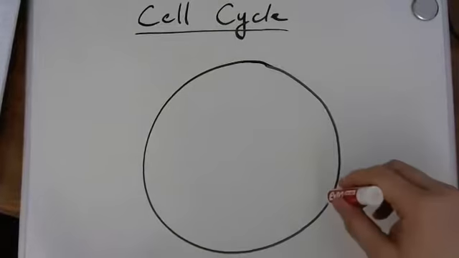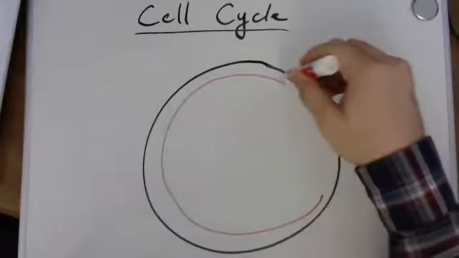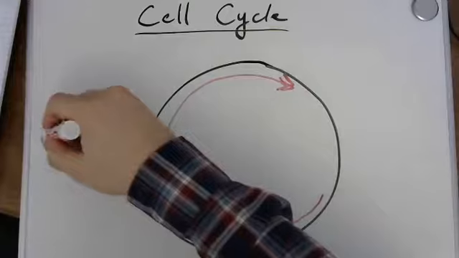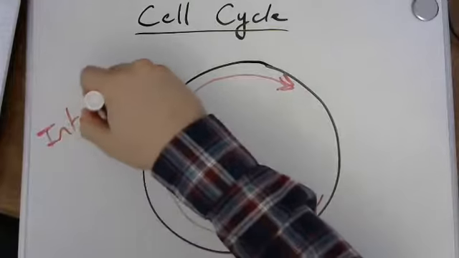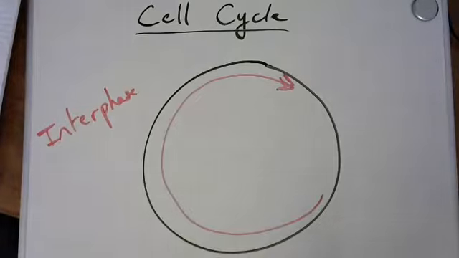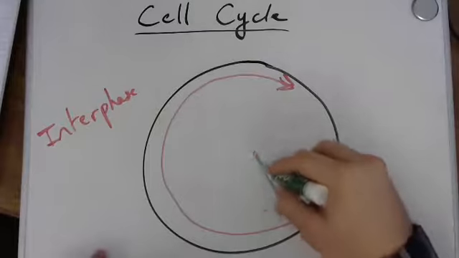So the interphase will take most of a cycle. The interphase is between two different phases. So interphase in this case is between two different mitoses. And so your interphase is then subdivided in three different sections. Four if you include G0, but we're just going to focus on the first three.